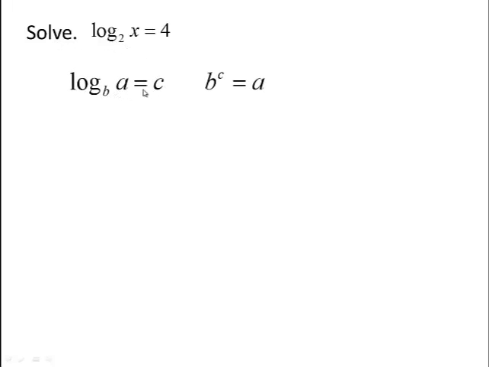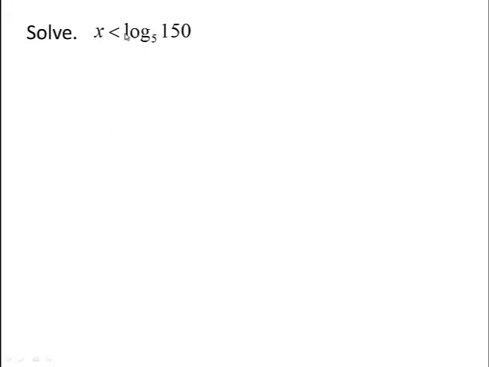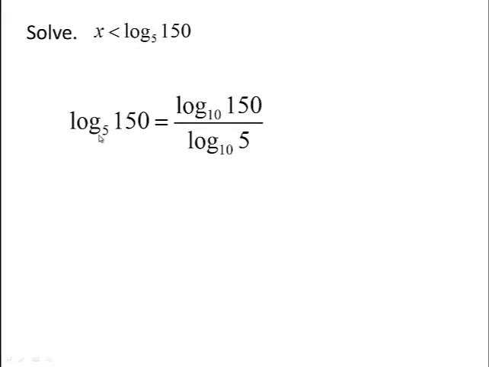Solve. So rewriting this in exponential form, the base is 2, the exponent is 4, so x is equal to 16. This is a change of base problem. You have to take some kind of log, whatever log you want to use, in the numerator and denominator. Then this will be the log of the value over the log of the base 4, and that's about 3.62. This is the same thing except it's an inequality, so the log base 5 of 150 is equal to the log base 10 of 150 over the log base 10 of 5, and that's about 3.11.